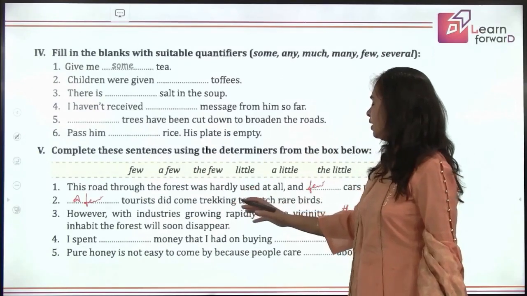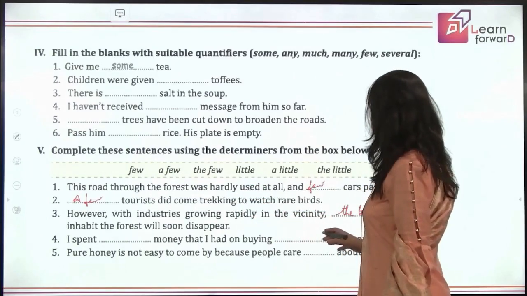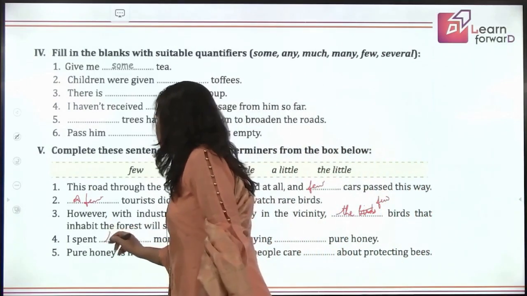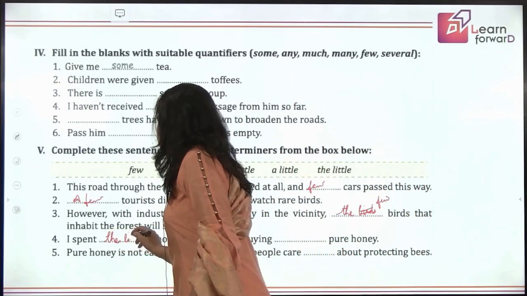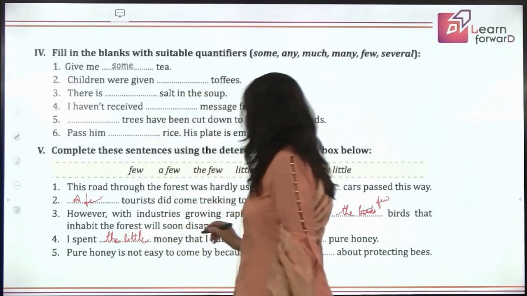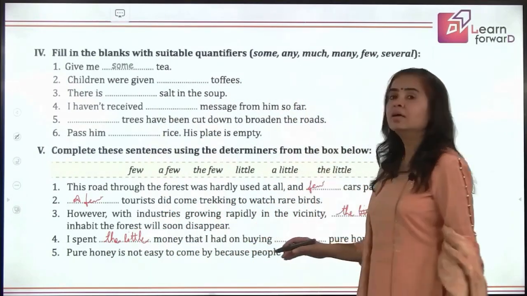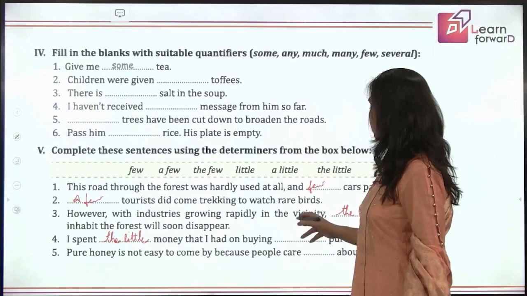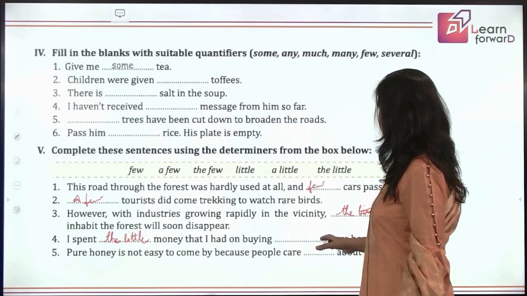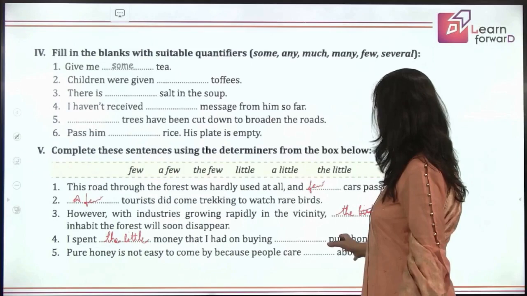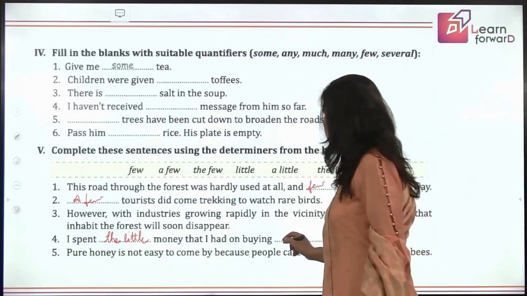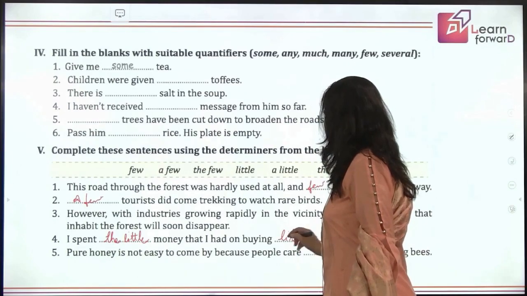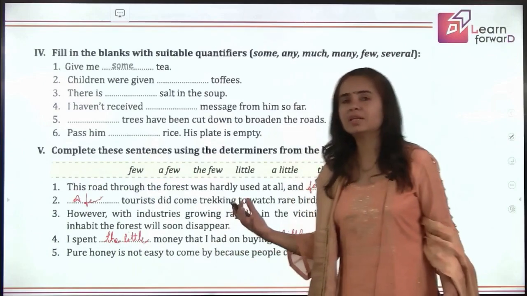Next, I spent dash money that I had on buying dash pure honey. I spent money, whatever you had. So it is the little, because money, I told you, is not countable. The little money that I had on buying pure honey. So what will come here? On buying little pure honey, a little pure honey, or the little pure honey? Honey is uncountable, we'll be using here. That means whatever you could get, that was not too much, it was but then enough.